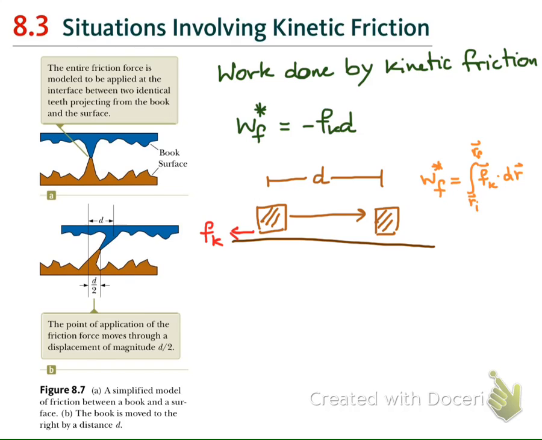So what we know for sure is that F_k dot dr is equal to the minus of F_k dr. Okay, so we have this equation as the minus of the integral of F_k dr from r_i to r_f.